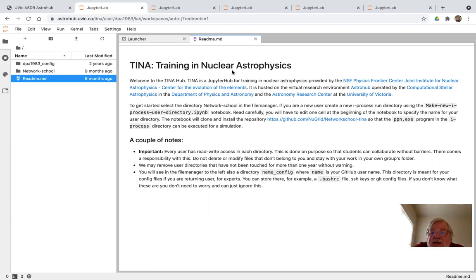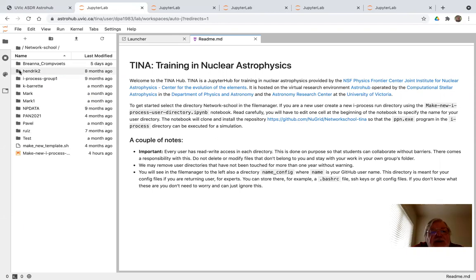So you read these instructions, okay? And I'm going quickly through them. These instructions tell you that the next step you will have to do is go here on the left margin to the Network School Directory. So you just double click it. You are in the Network School Directory.